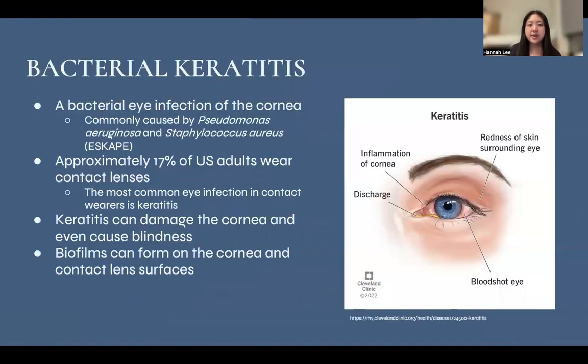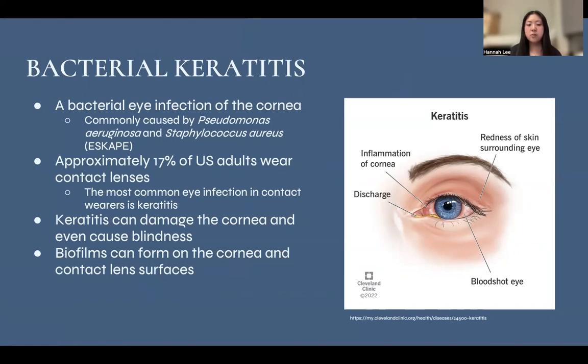Bacterial keratitis is a bacterial eye infection of the cornea, which is the outermost layer of your eye, and it's commonly caused by Pseudomonas aeruginosa and Staphylococcus aureus. These two bacterial species are part of the ESKAPE pathogen list, which are six bacterial strains that are extremely harmful and resistant to many antibiotics. Approximately 17% of the adults in the United States wear contact lenses, and amongst these contact wearers, bacterial keratitis is the most common eye infection. Keratitis can cause damage to the cornea, but can also eventually lead to blindness.